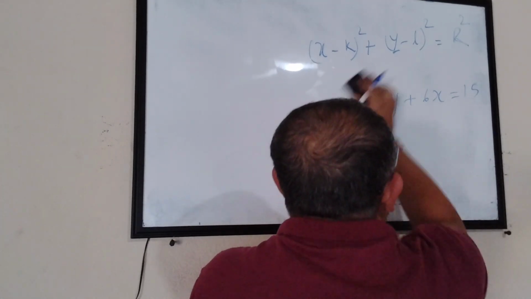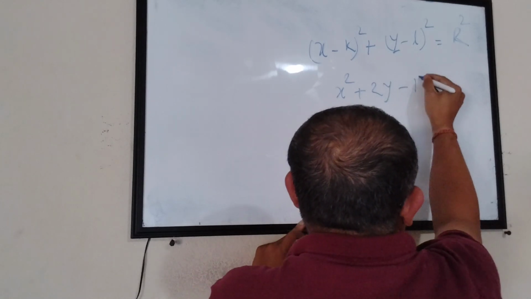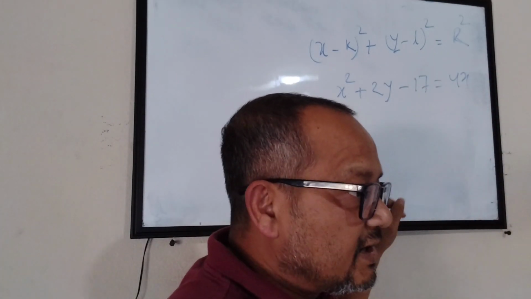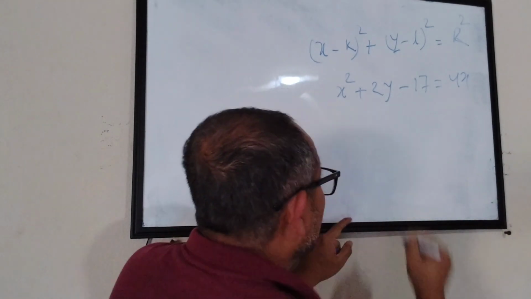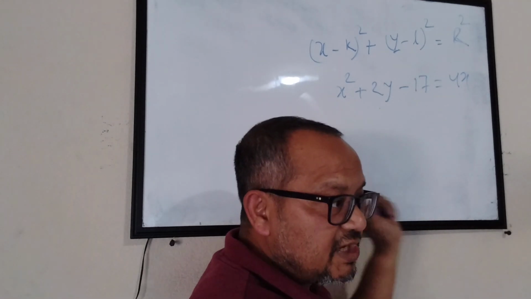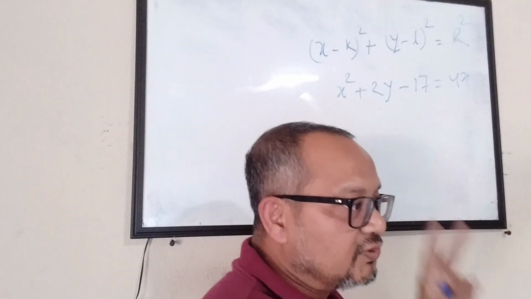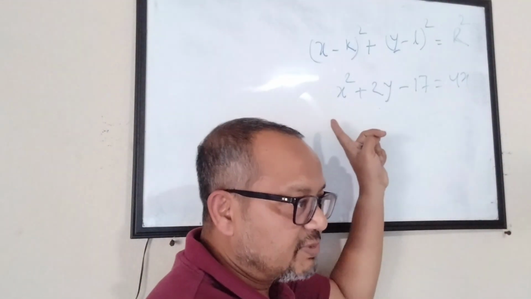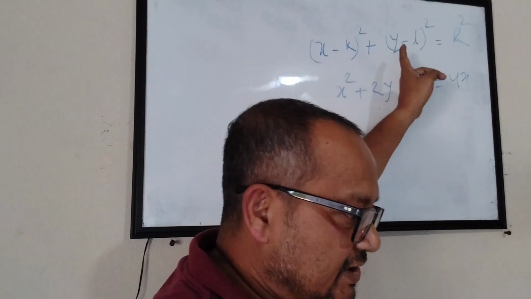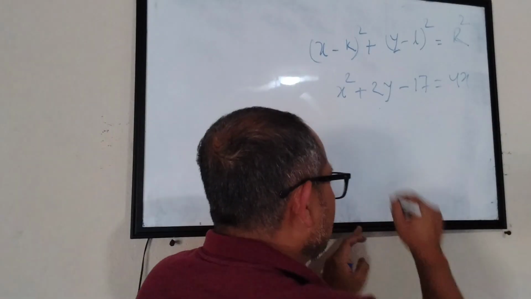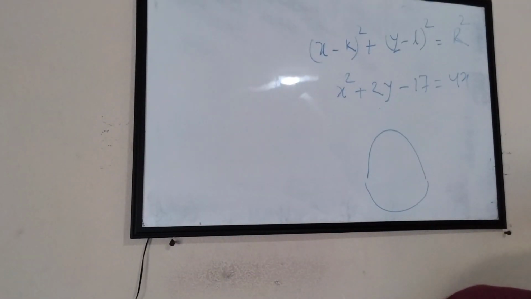If you have an equation like this, and then you have an equation like x squared plus 2y minus 17 equal to 4x, which one is a circle? Which one is a parabola? The simple dirty method is to look at both the variables. Do you see maximum power 2 for both the variables or only one? If only one variable has power 2, that's a parabola. If both variables have power 2, that's potentially a circle because it's closed.